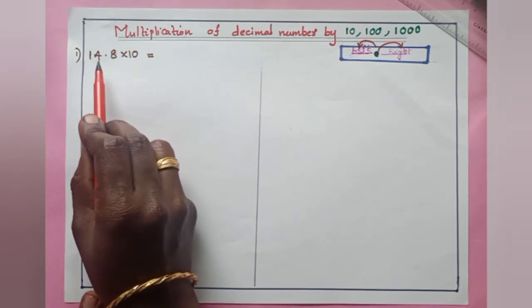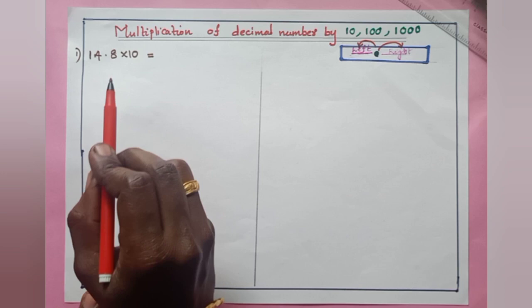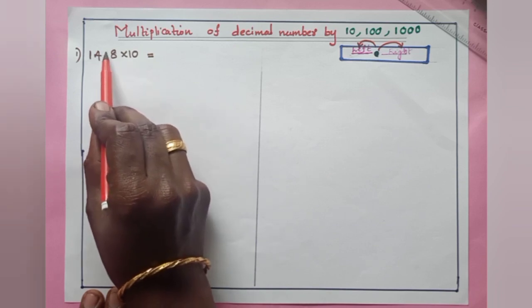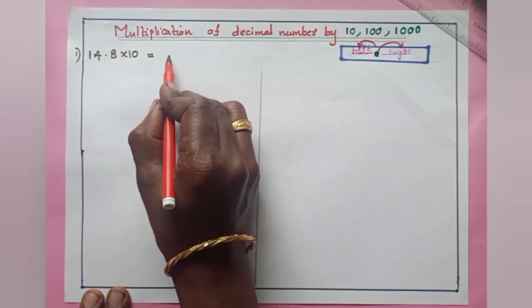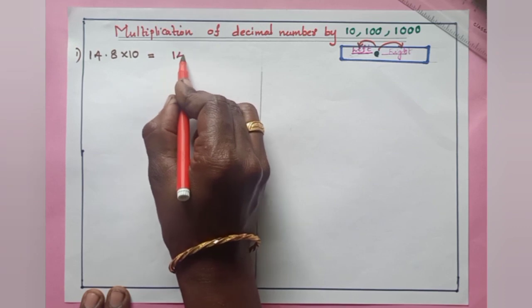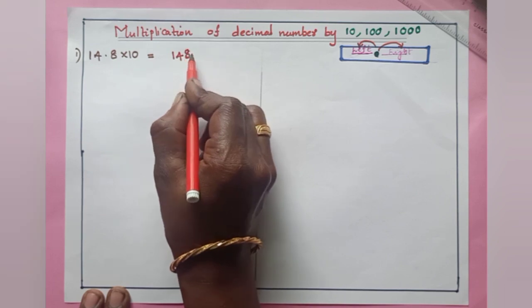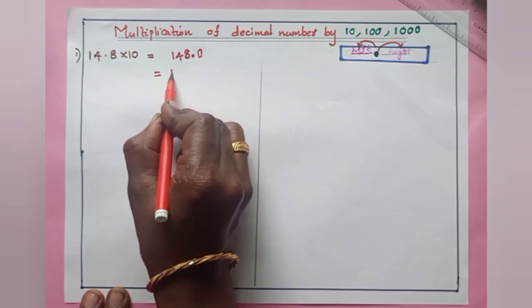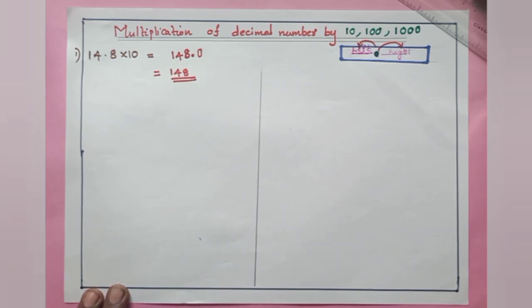So, the question is 14.8 into 10. Listen, when a decimal number is multiplied by 10, the decimal point moves right by 1 place. See 10, how many 0? 1 zero. Change into 1 decimal place, where? Right. So we get 14, this point is moved to right 1 place. So 148.0, that is equal to 148, answer. Clear?